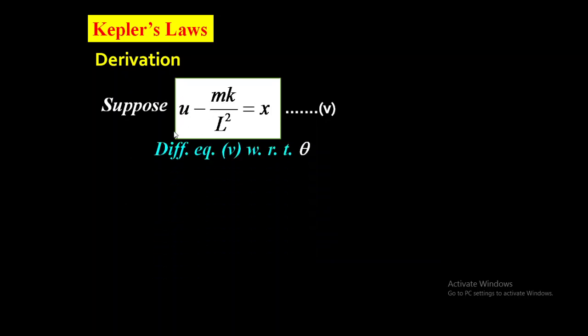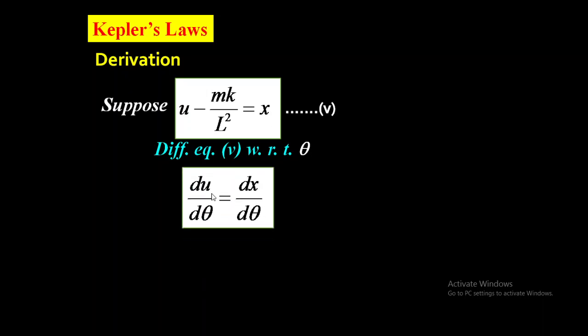What is the differentiation of u with respect to theta? It is du by d theta. Mk upon l square is constant, and the right side becomes dx by d theta. So du by d theta is equal to dx by d theta, since mk upon l square is constant, so the differentiation of that term is 0.